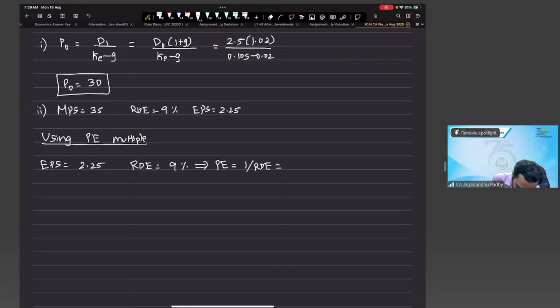Price earning ratio will be 1 upon return on equity, simple. Because return on equity is what you get as EPS upon MPS, and we know P/E is MPS upon EPS. So they are just reciprocal of each other. So P multiple is 1 upon return on equity. So 1 divided by 0.09. How much is this number, guys? 1 divided by 0.09. 11.11.